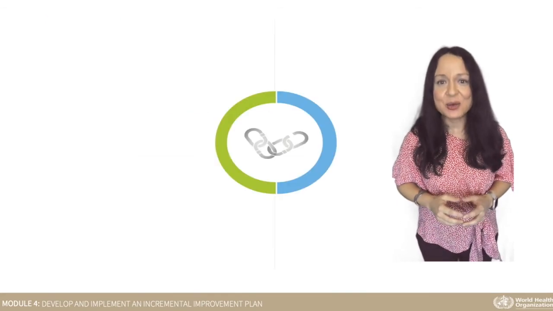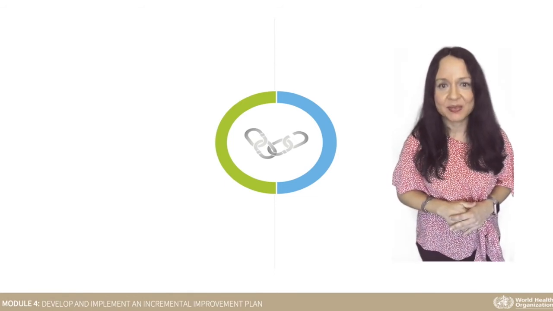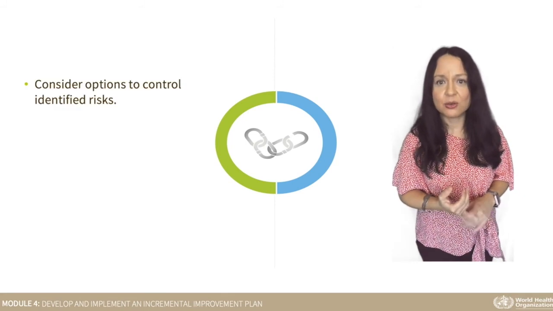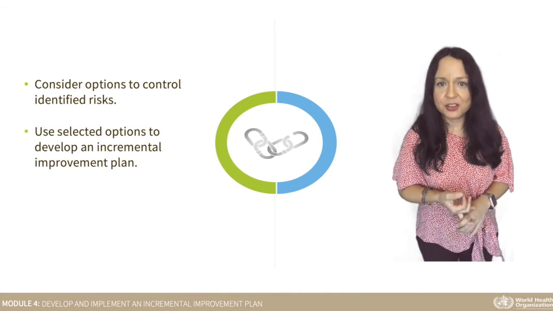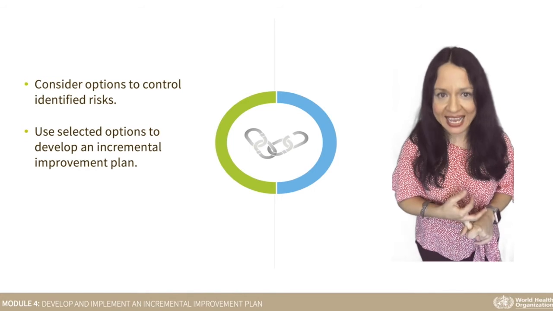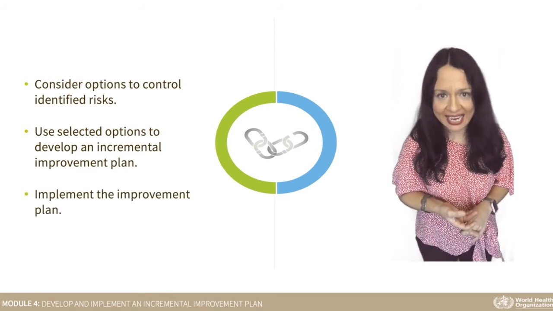Great! So we have now completed Module 4 of the SSP methodology. You have learned how to consider options to control identified risks, use selected options to develop an incremental improvement plan, and implement the improvement plan.